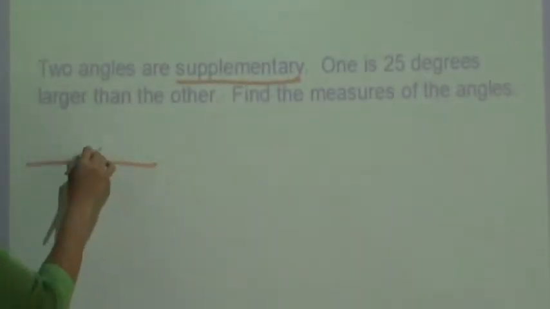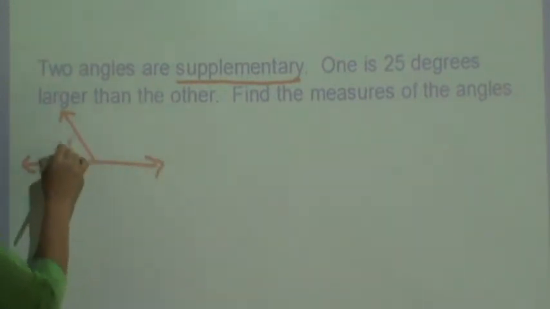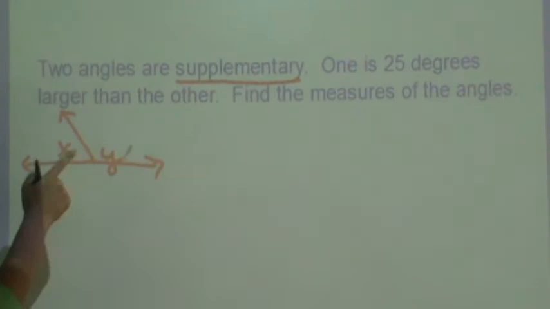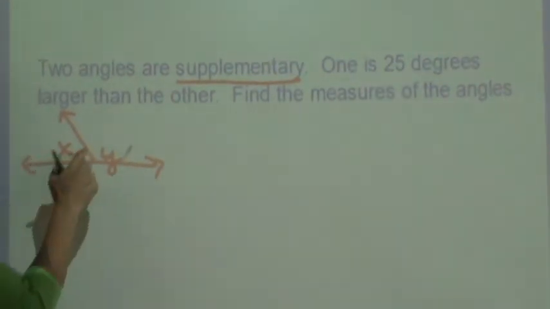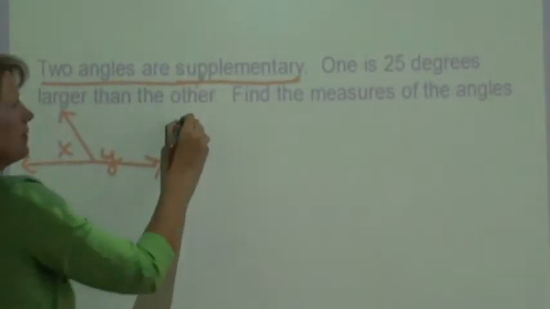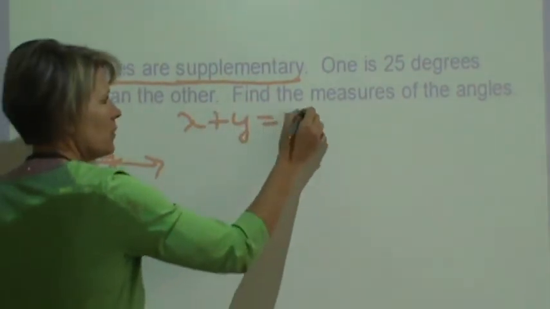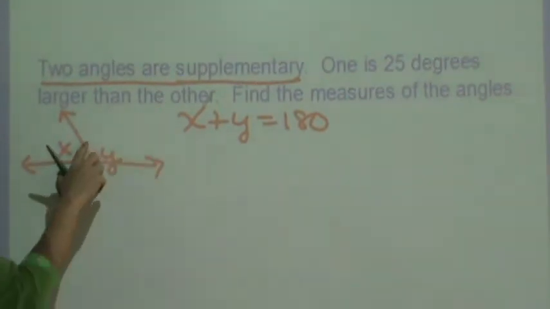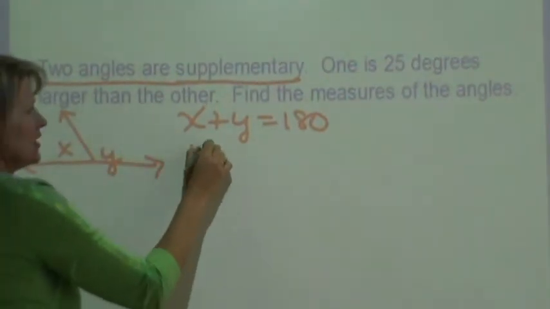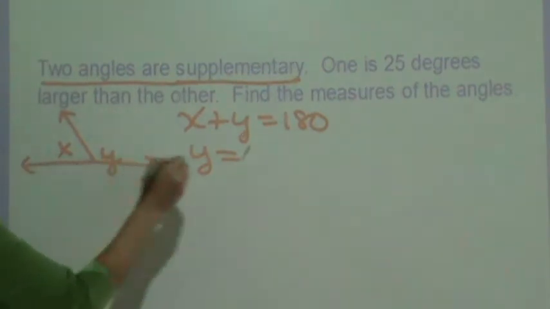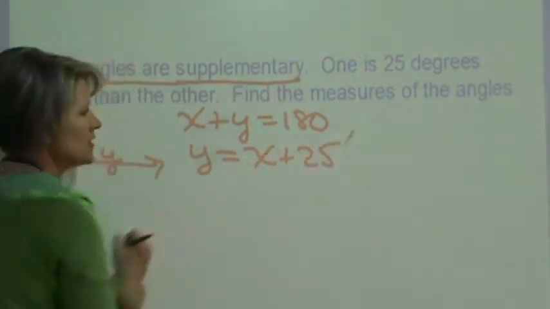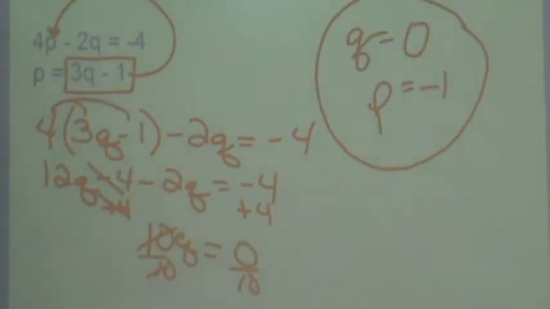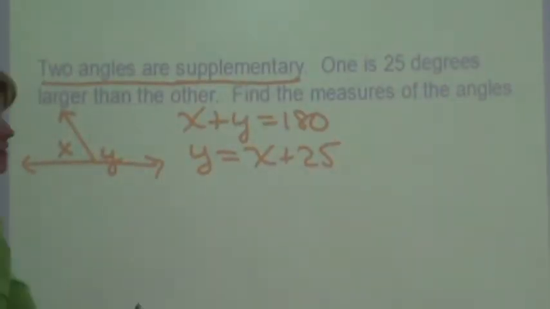So maybe you want to draw a picture. So if one is x and one is y, they're going to add up to 180. If one of them is 25 degrees more than the other one, well, first let's write down this one. 2 angles are supplementary. That means x plus y equals 180. Okay? If one is 25 degrees larger than the other one, well, in my picture, y looks bigger. So let's say y is going to equal x plus another 25 degrees. Okay? Now we have a system of equations and we can solve it.